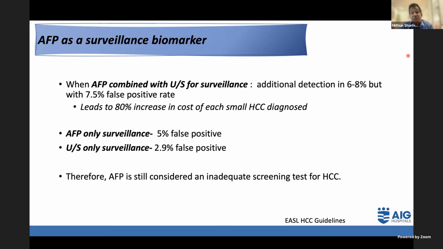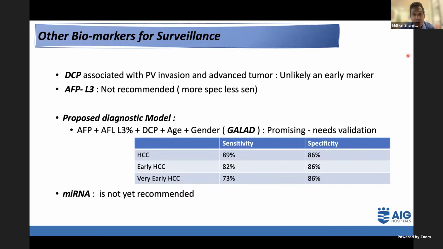Therefore, alpha fetoprotein is still considered an inadequate screening tool by the EASL guidelines for HCC, though it is a very good diagnostic tool in patients who are secretors of alpha fetoprotein. Other biomarkers like DCP have been associated with portal vein invasion and advanced tumors, so it's unlikely an early marker and is possibly not any more useful for detection of early HCC.